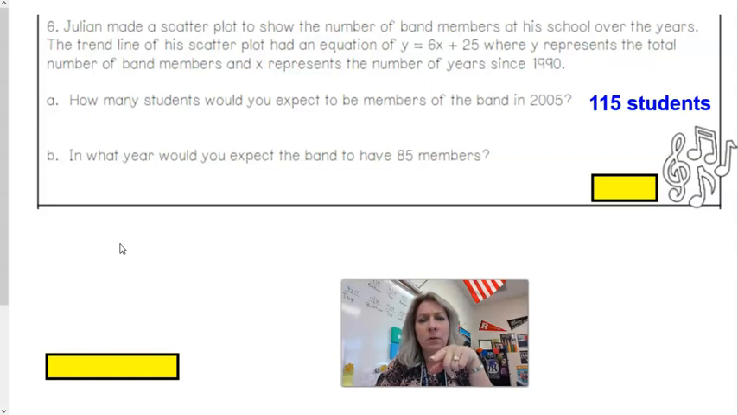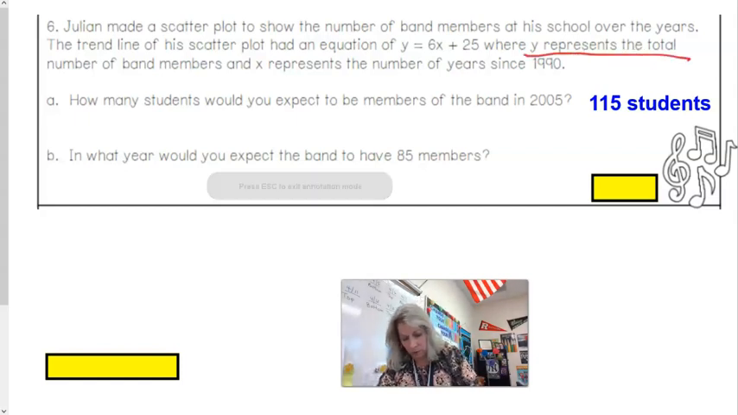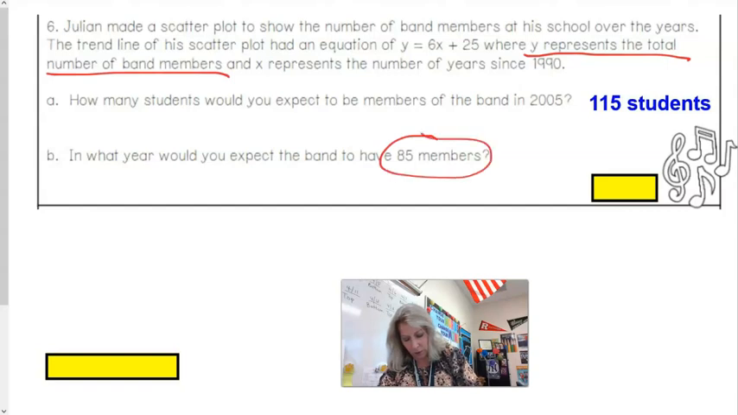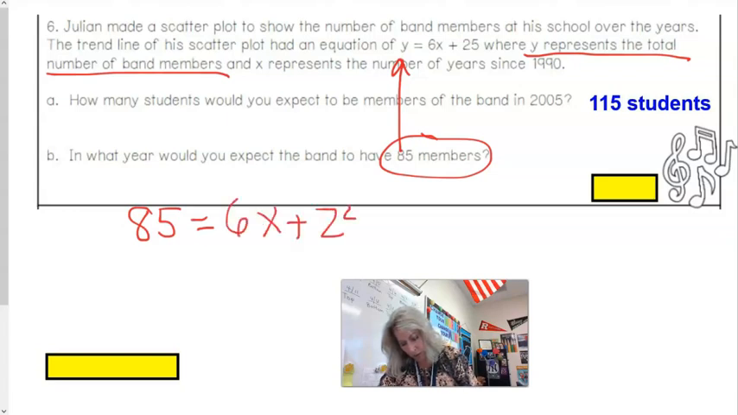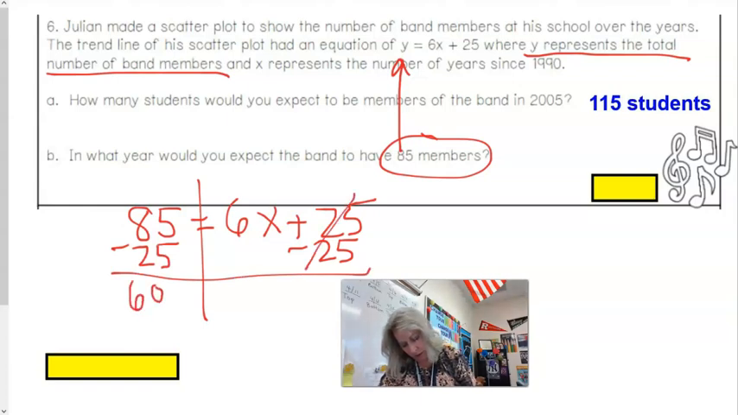Where the Y is. So Y represents the total number of band members. If we're talking about 85 members, you plug in the 85 in place of the Y value. So 85 equals 6 times some number plus 25. You make a wall and solve this two-step equation. Take away 25, which is 60 equals 6x. Divide by 6 on both sides, and 60 divided by 6 is 10.